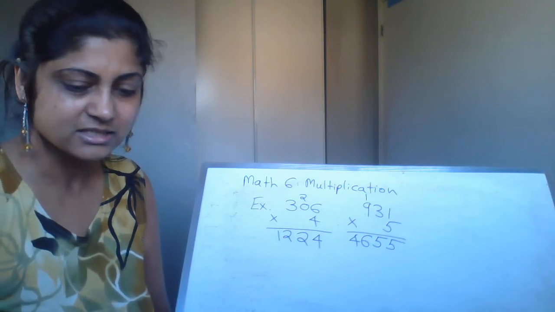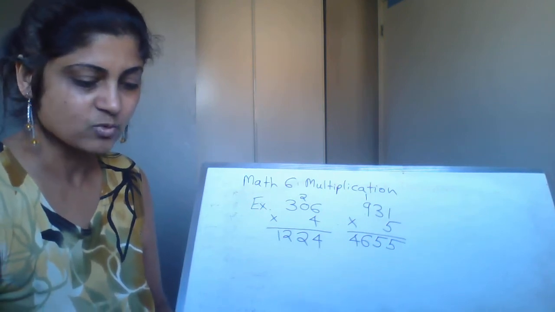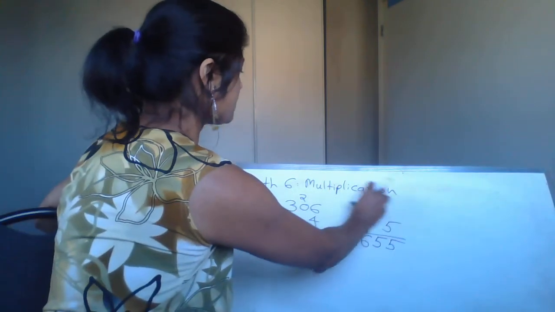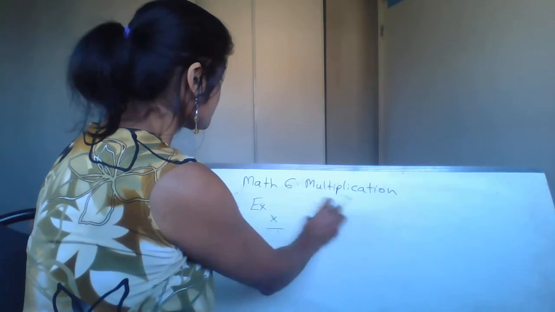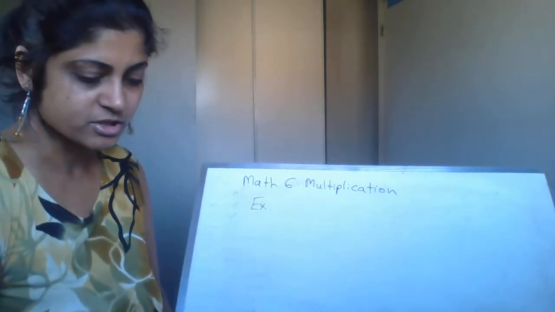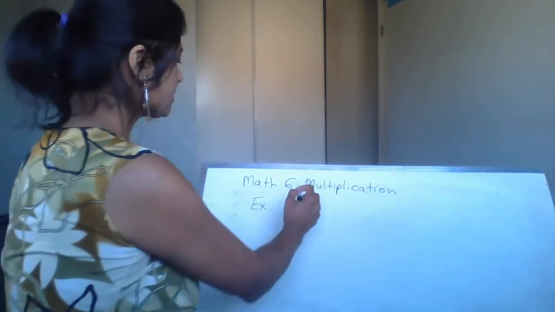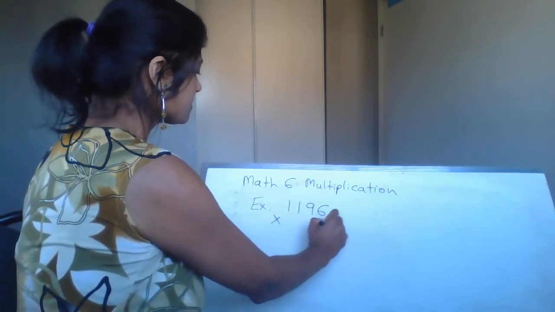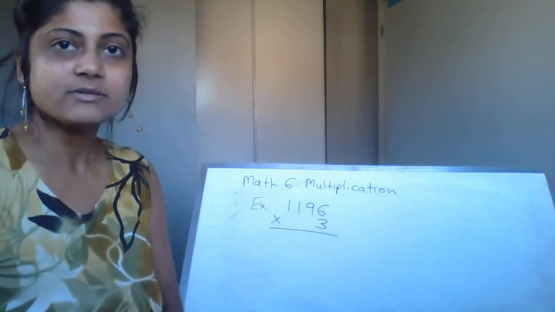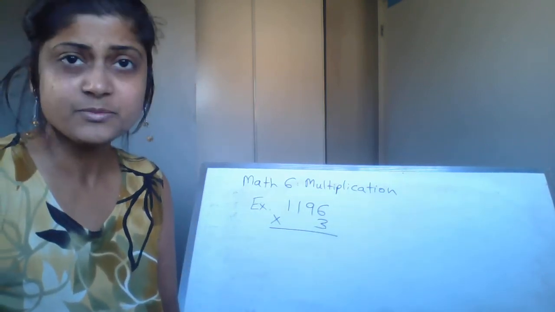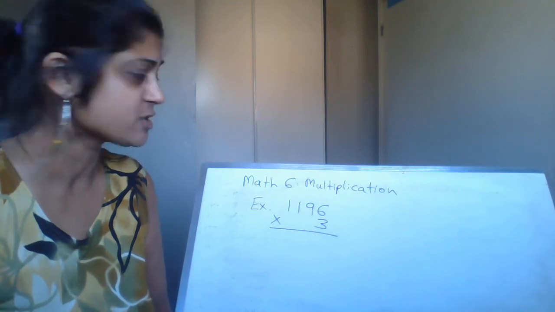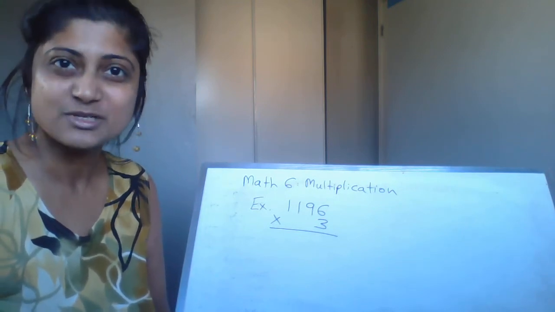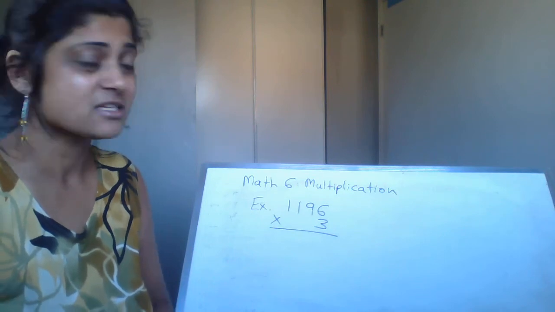Okay, let's take a look at maybe the next one. And let's try this question here, okay? So I'm going to take this off. And let's try a question where you have a 4-digit number, okay? Let's try this one. So 1,196 times 3, okay? So even if this is a 4-digit number multiplied by a 1-digit number, which is 3, I'm just going to do the same thing as I was doing before, okay? We're going to multiply by the 3 by each of these numbers separately.